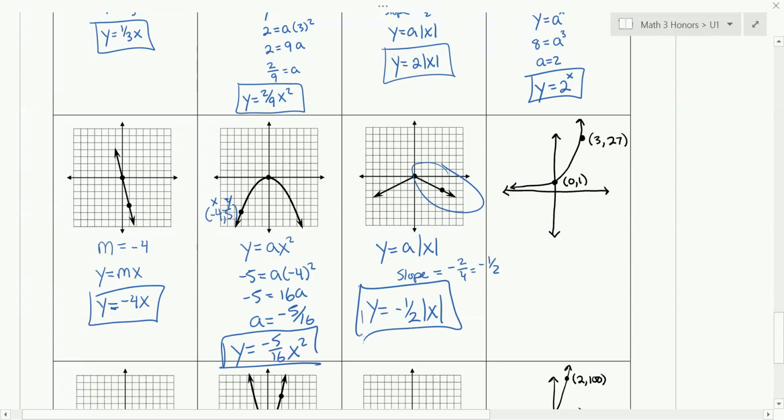Okay. And then the last one, again, a parent graph. And we know it's in the form y equals a to the power of x. We're going to plug in 3 for x, 27 for y. You get 27 is something to the third power. And what is it? 3 to the third power. And so y is equal to 3 to the power of x. How are we doing? Okay.